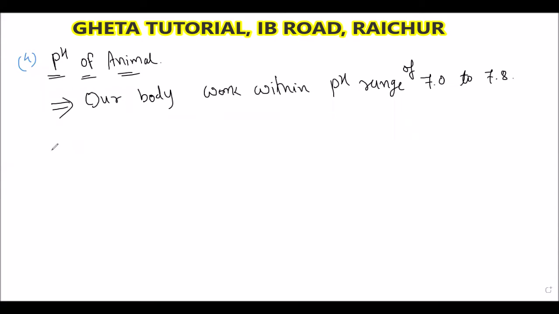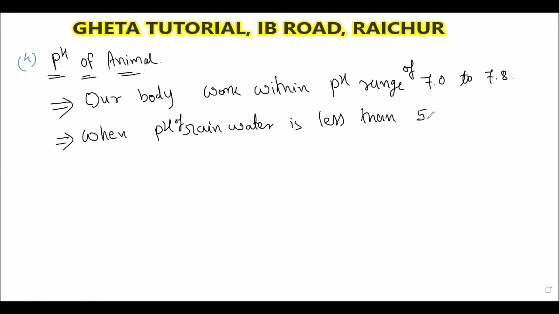And if the pH of the rainwater is less than 5.6, then that rainwater is called what? Acid rain. When the pH of rainwater is less than 5.6, then it is called acid rain.